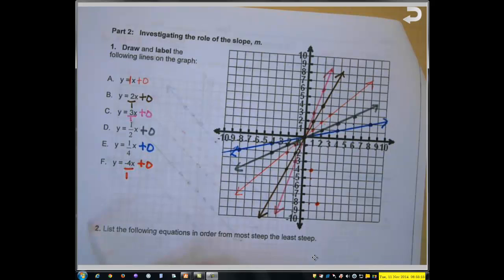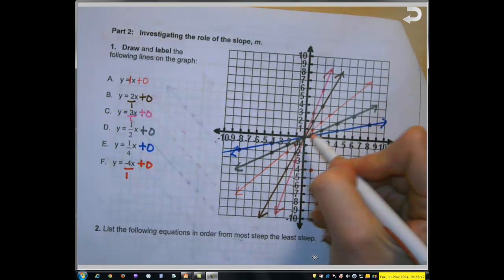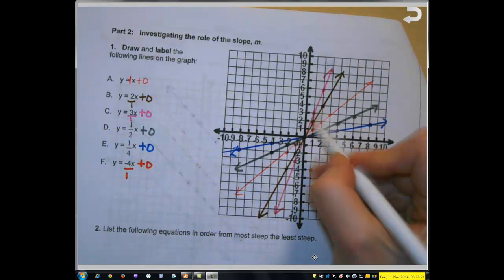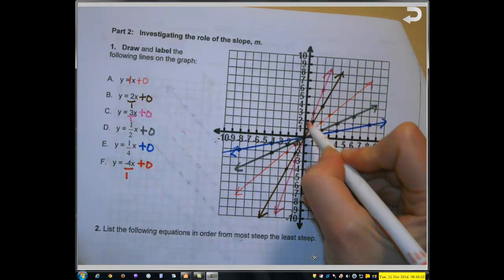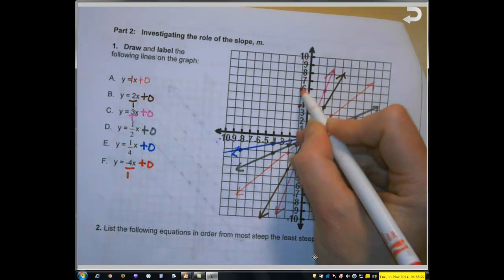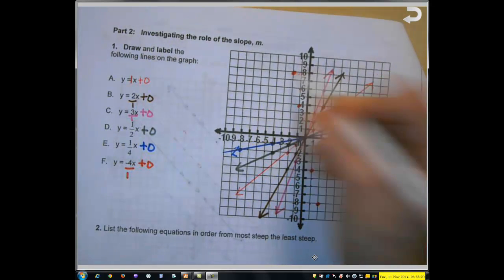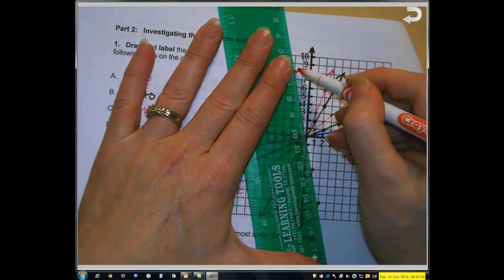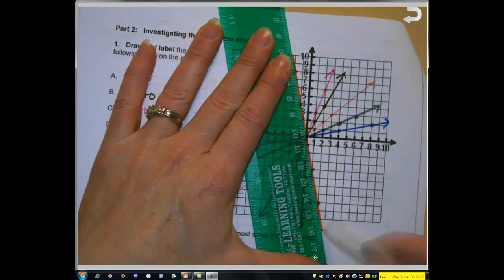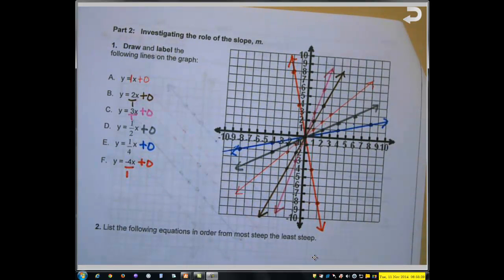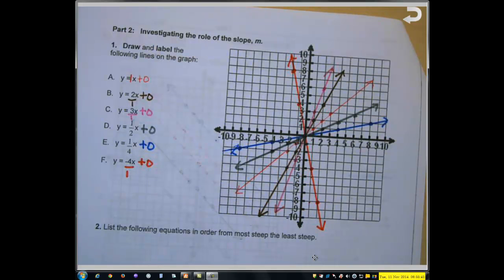So this is the only line with a negative slope, so it should have a different slant than all the other lines if we're graphing it right. Up 4 and left 1. Okay, so yes, we can see that it does have a different slant than all of the others.